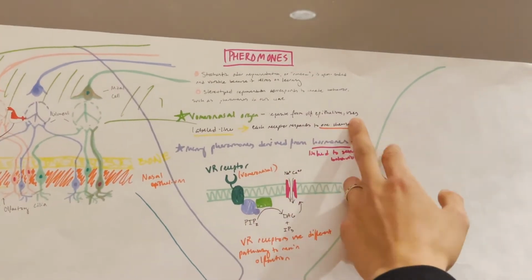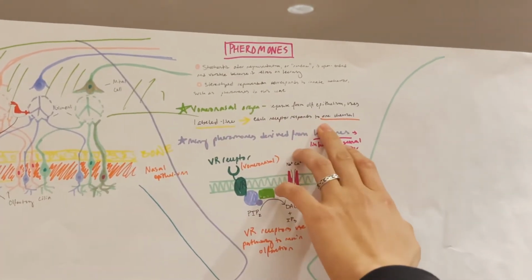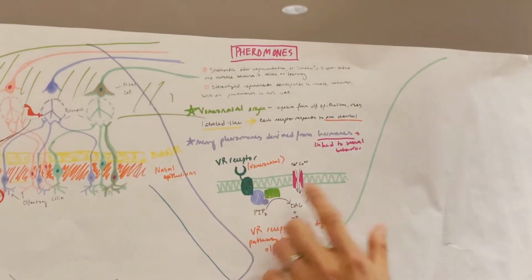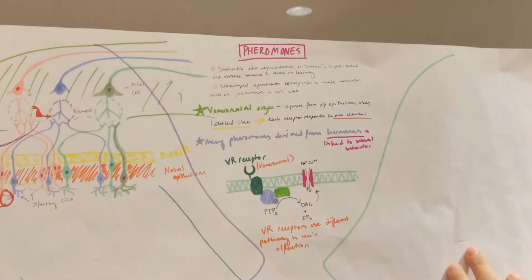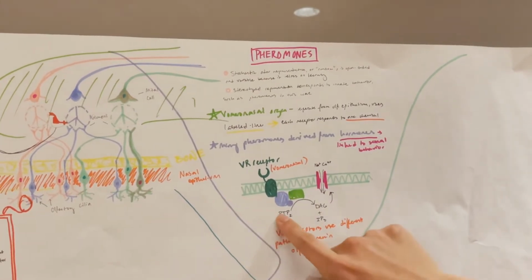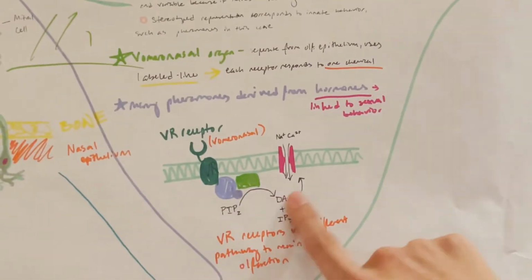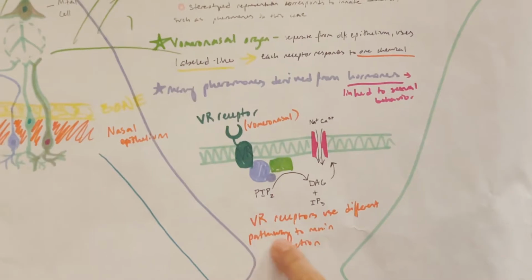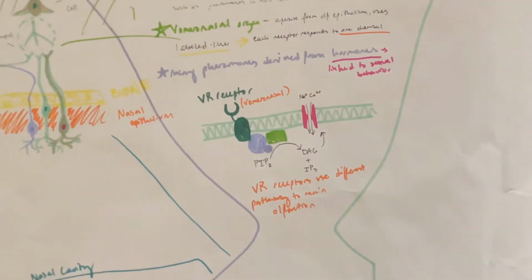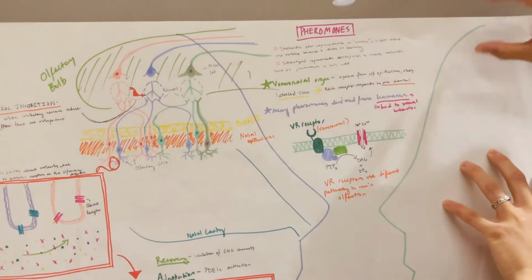Here we can see it uses the labeled line system, and each receptor responds to one chemical. The signal transduction is also different. Instead of starting with GPCR, cAMP, all that, it's going to be with the vomeronasal organ and then DAG. Whereas combinatorial coding had the olfactory bulb, the information in this pathway reaches an accessory bulb.